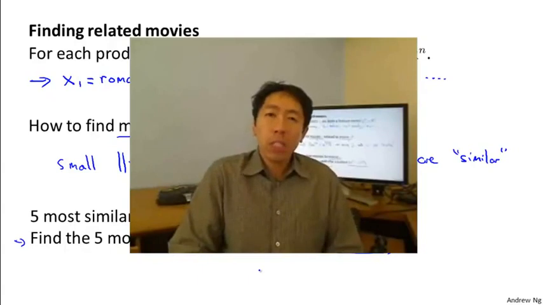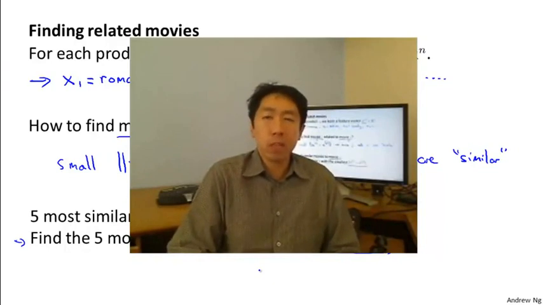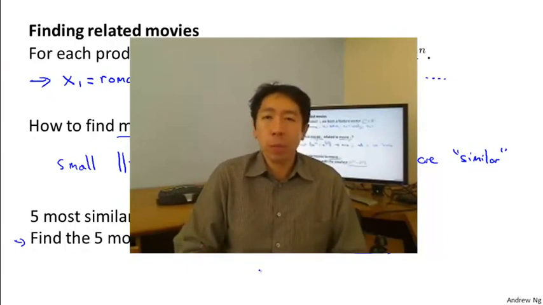So with that, hopefully you now know how to use a vectorized implementation to compute all the predicted ratings of all the users on all the movies, and also how to use learned features to find movies or products that are related to each other.